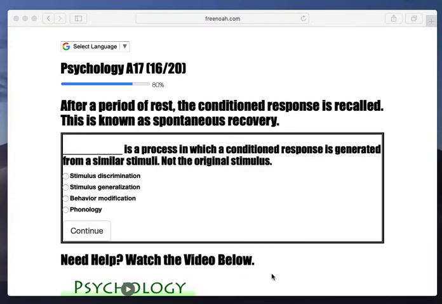In order to clarify the meaning of spontaneous recovery in terms of learning, I'm going to recall the example I created in A17, A15, which was the inmate. At the sound of the bell, the inmate would get fed. Every time the bell rang, the inmate got fed. In the future, the bell rang and the inmate was not getting fed.